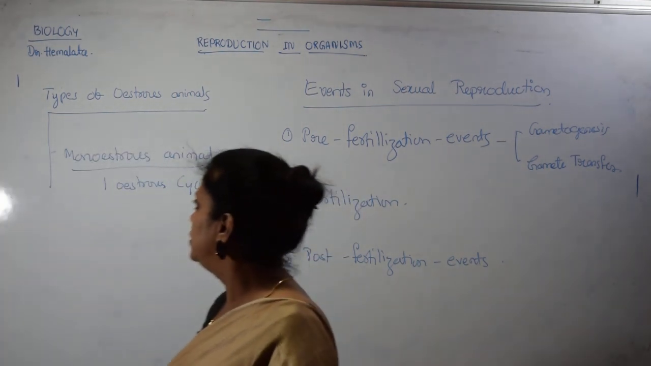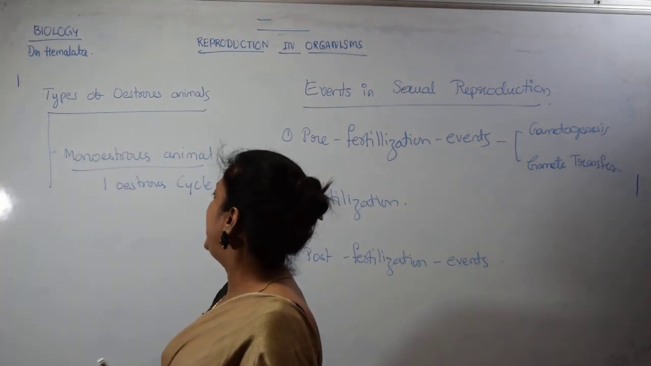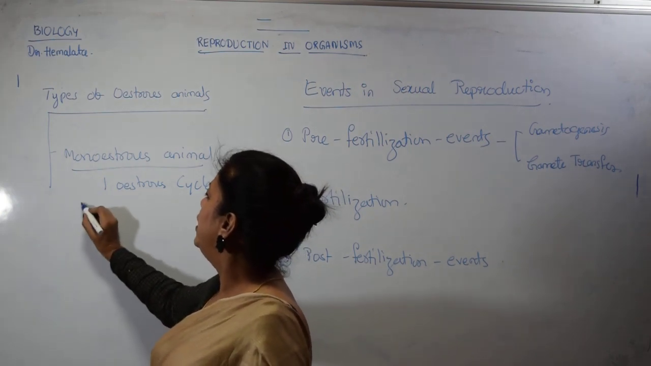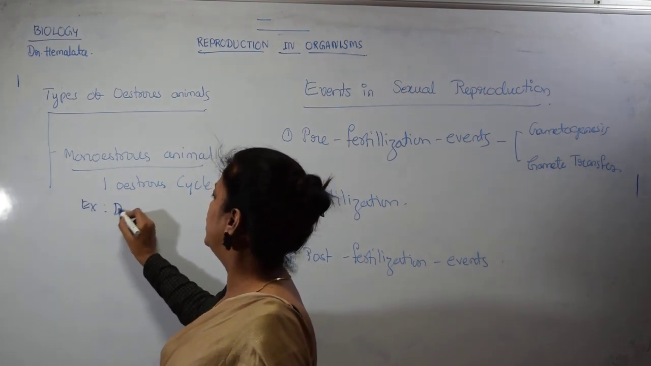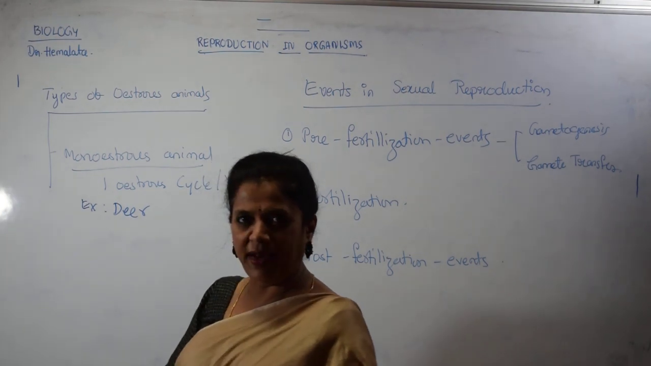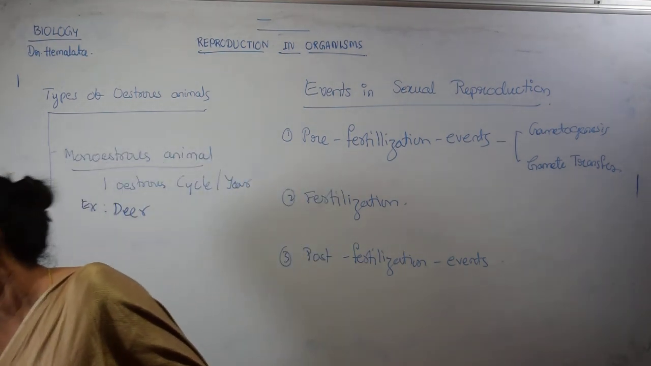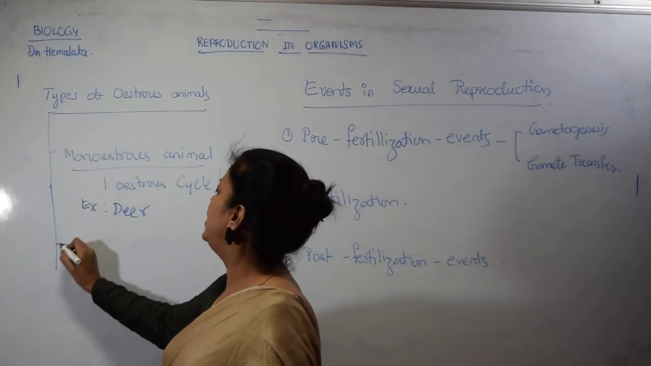Second one, this is the example of the monoestrus cycle. The example for this is deer. Deer undergo one estrus cycle in a year. Second comes the diestrus cycle.